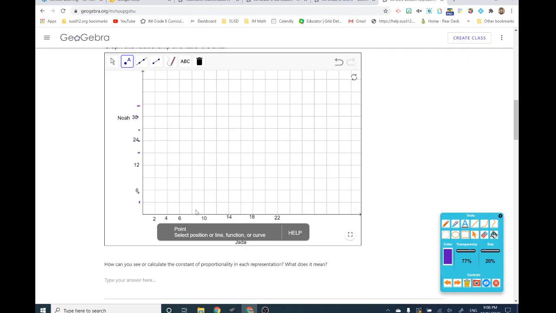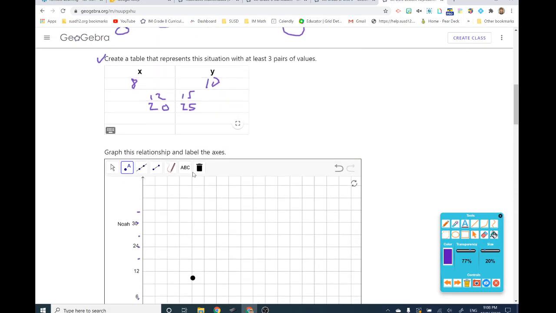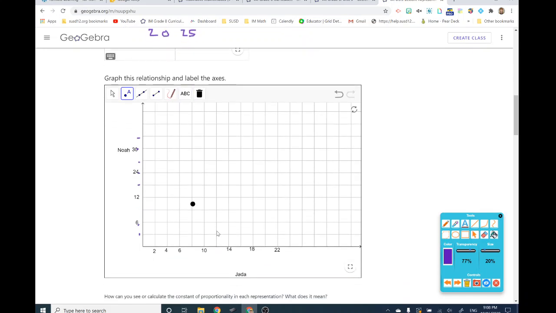When Jada takes 8 steps, Noah takes 10. That's about right here. Okay, when Jada takes 12 steps, Noah takes 15. So 12 to 15, that's going to be about... Uh-oh, look at that. I have a mistake here too. Oh no, you guys. Looks like I cannot count and talk at the same time.